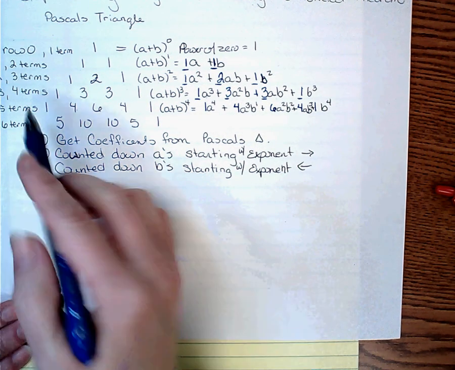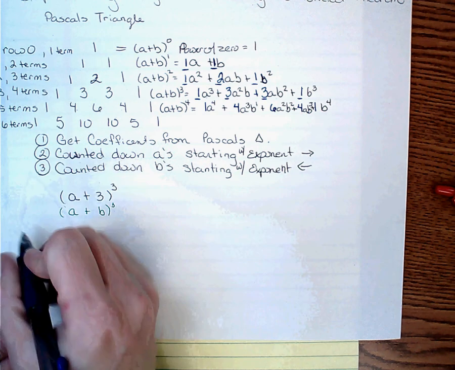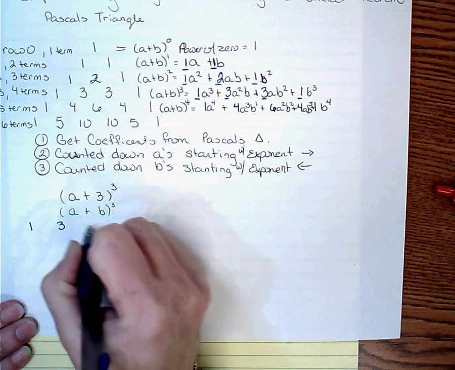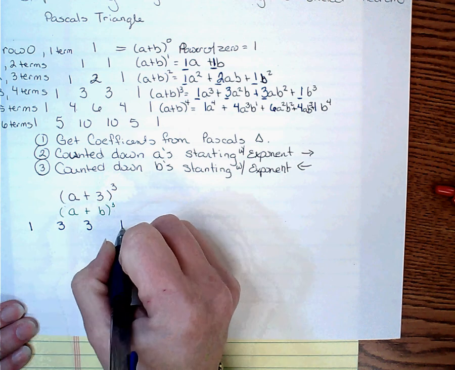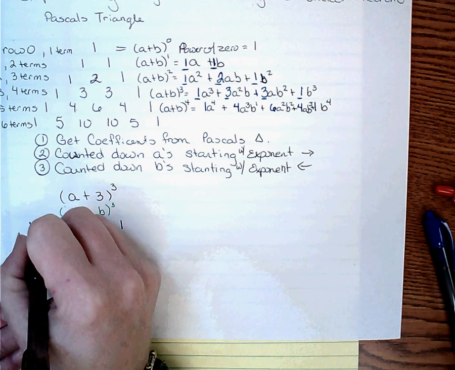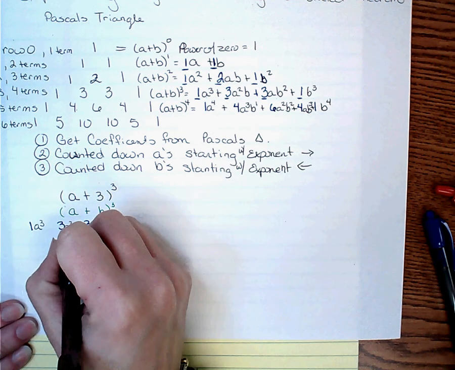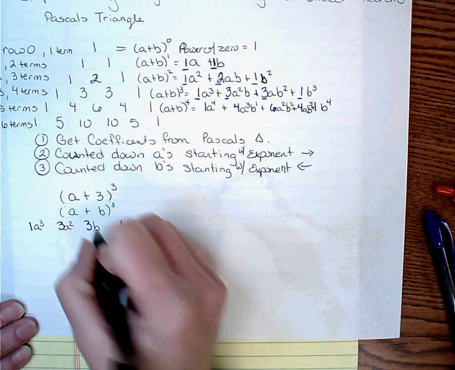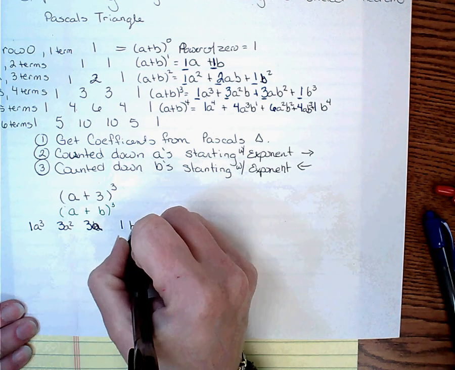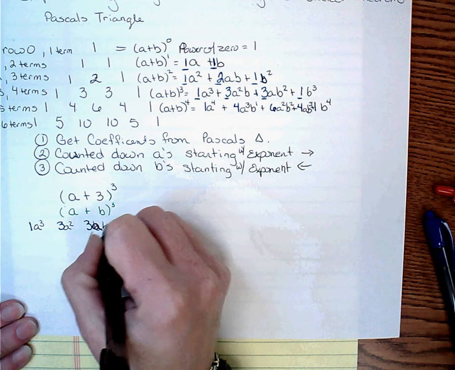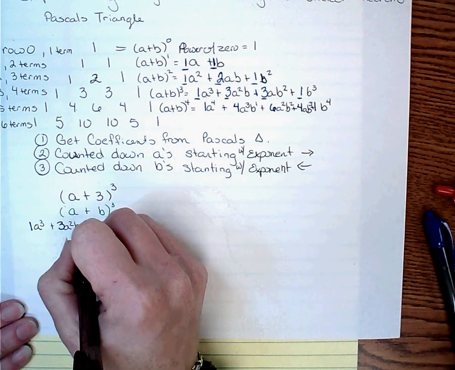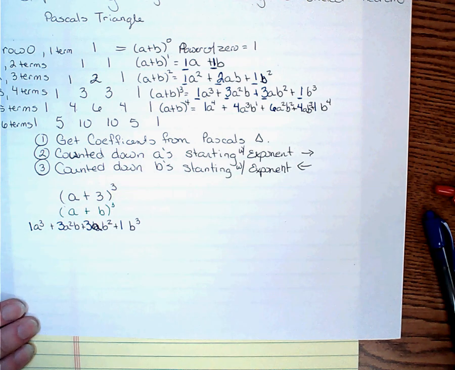We're going to go to row 3 and use 1, 3, 3, and 1. We also know that this should be a to the third, a squared, and a. Then we're going to start with our b's, b to the third, b squared, and b, and put in plus signs in between each of our coefficients.